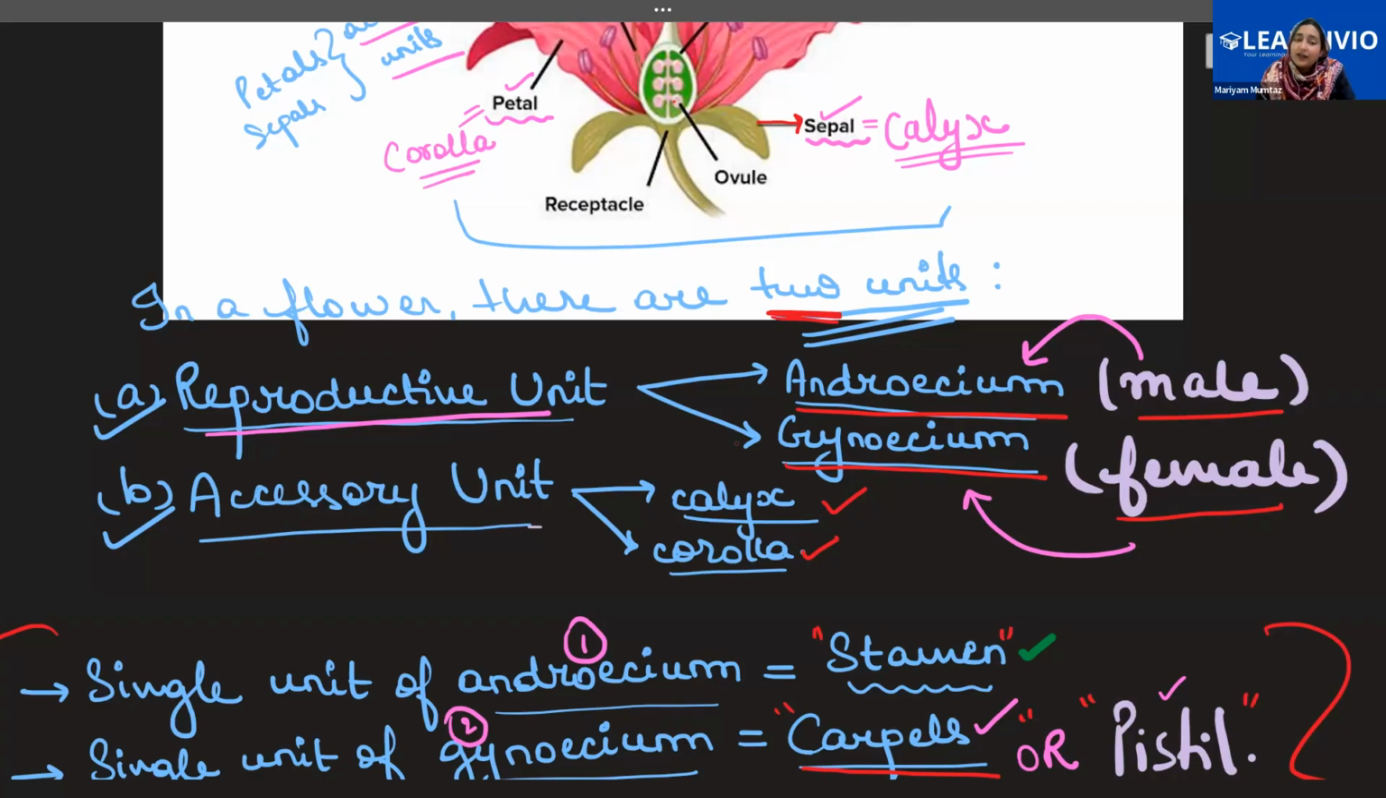Then comes the second kind of unit, which is the accessory unit. Now, accessory unit means they will not be directly involved in reproduction, but indirectly involved. They will be helping the process of reproduction to take place. But if you think about it, androecium, gynoecium, these are like a bunch. And it's difficult to study a bunch all at once. So what we do, we take out single units from it so that we can study it better.